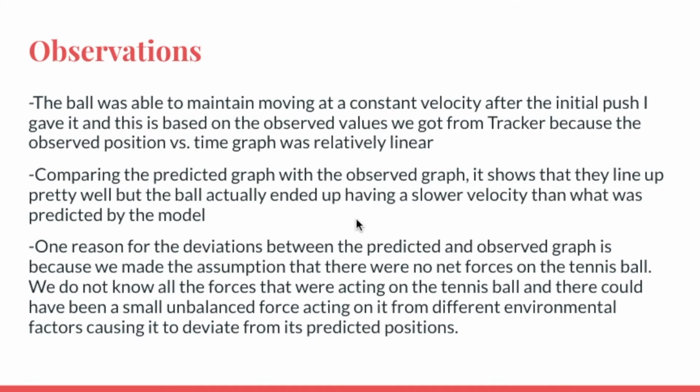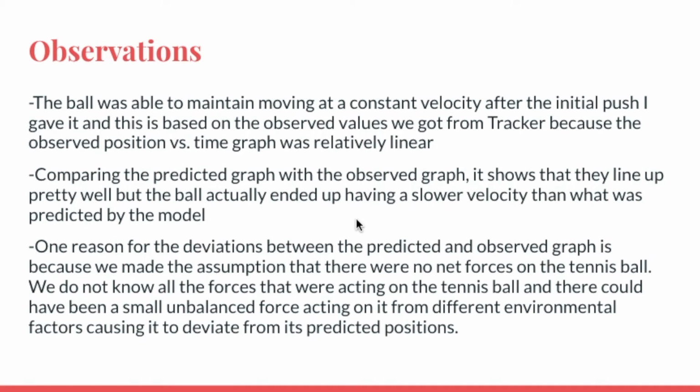So the ball was able to maintain moving at a constant velocity after the initial push I gave it, and this is based on the observed values we got from Tracker because the observed position versus time graph was relatively linear. Comparing the predicted graph with the observed graph, it shows that they line up pretty well, but the ball actually ended up having a slower velocity than what was predicted by the model.